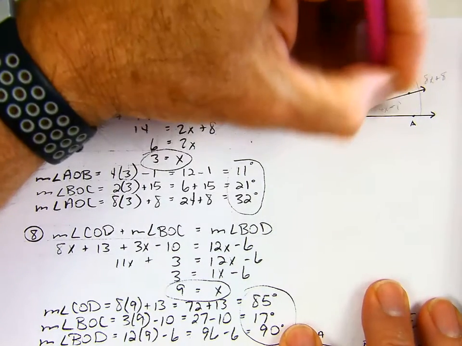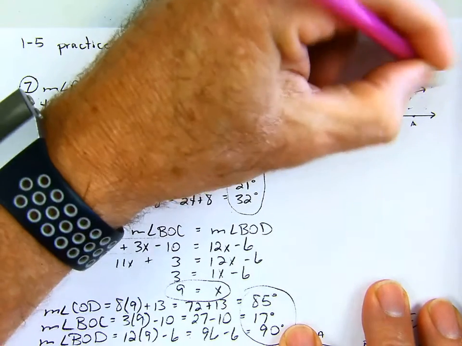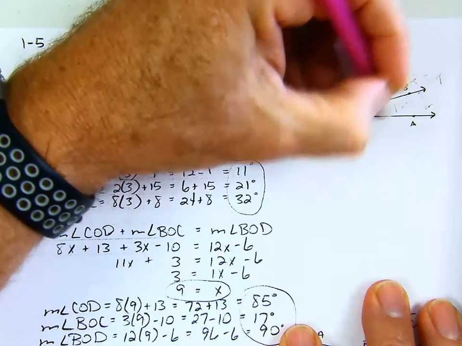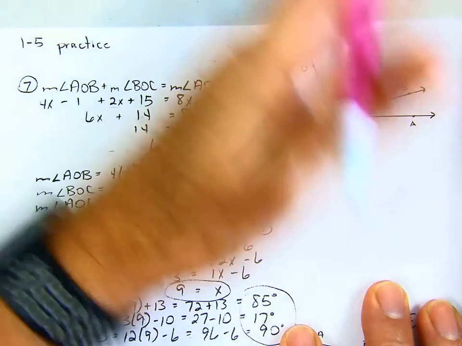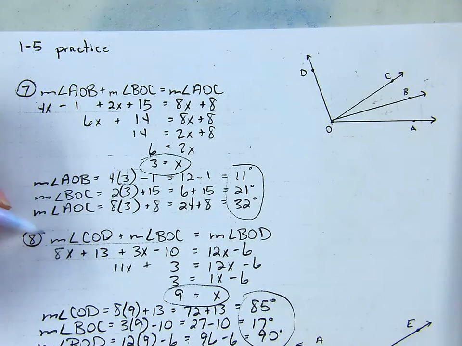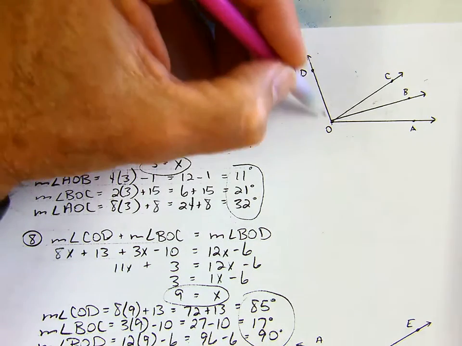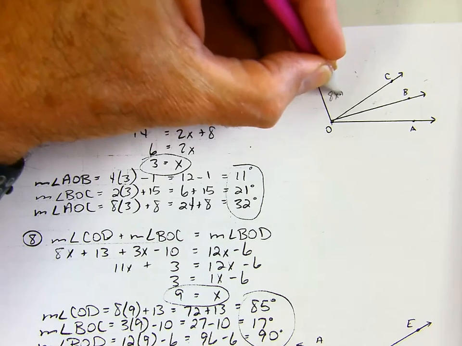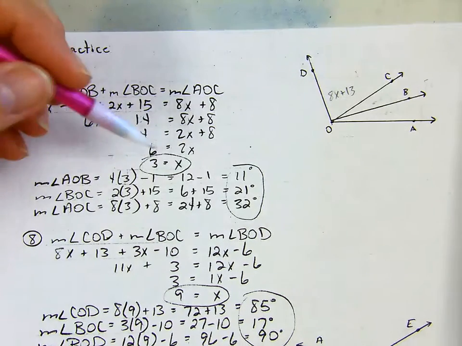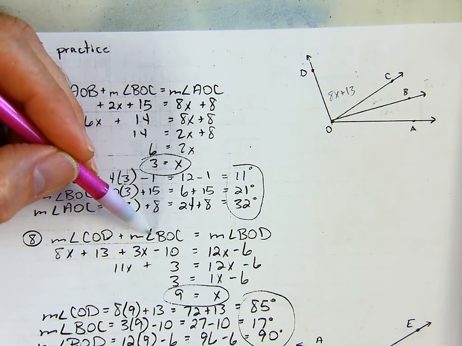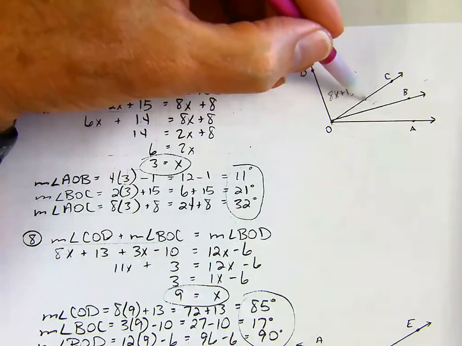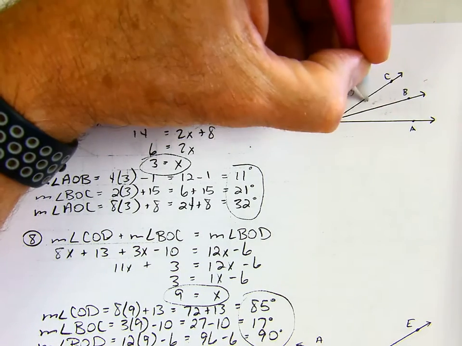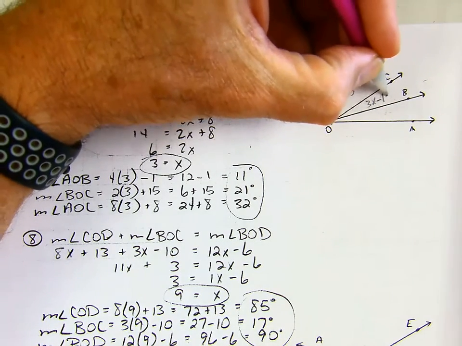Let me erase this, and then I'll do the next problem. You can draw a picture for each one, or you can kind of do what I'm doing. All right, the next one, they said that COD is this bigger angle here, that larger angle. It was equal to 8x plus 13. All right, the next angle, BOC is this one next to it, adjacent, BOC. It's equal to 3x minus 10.